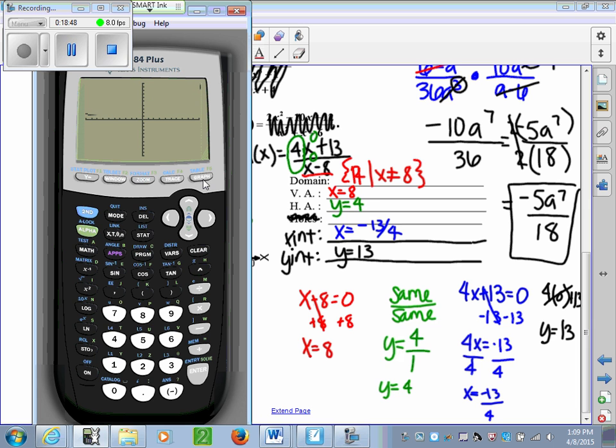Alright, graph it. Oh, we're going to change our window. My window only goes up to 10 at the moment, so let's make it go up to y max. We know there's a y-intercept at 13, so let's make it go up to like 25 and see what that looks like.